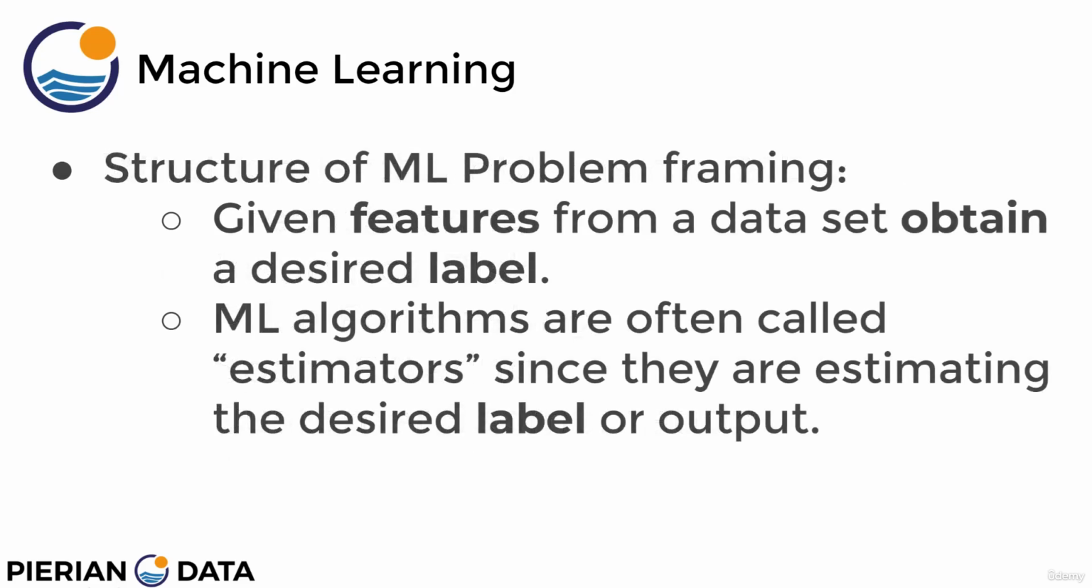So, since it can cover so many different types of problems, how does the structure of a machine learning problem actually work in its framing? So in general, what a machine learning problem does is you have a data set, and given features from that data set, you want to obtain a desired label. So the main words here are features and label. So overall, for all the machine learning problems that we're going to be discovering along the way for this course, we're going to see that the data has features, and we either want to predict a future label or we want to try to assign a label. And machine learning algorithms are often called estimators, since at the end of the day, really they're just estimating the desired label or output.